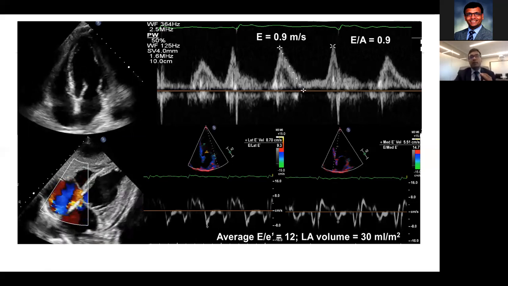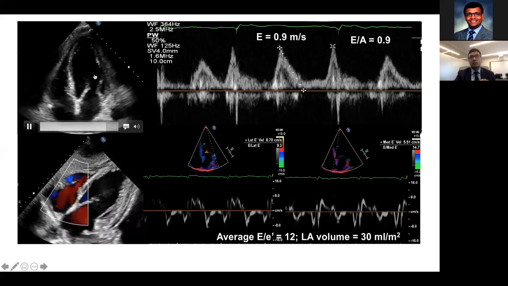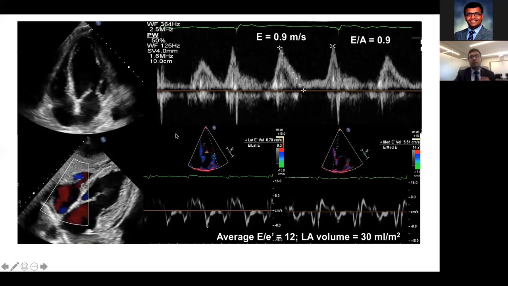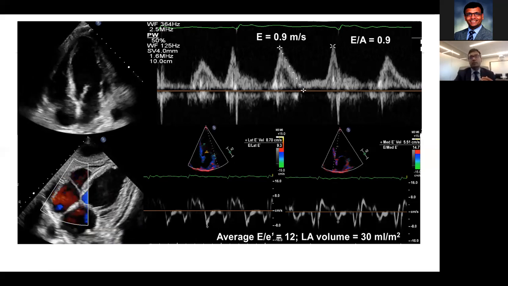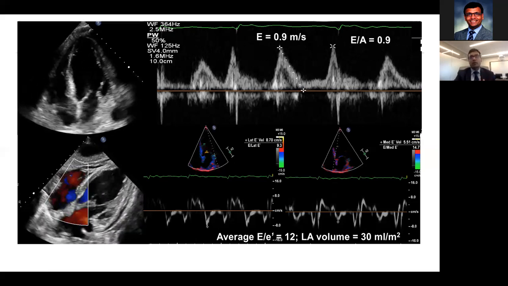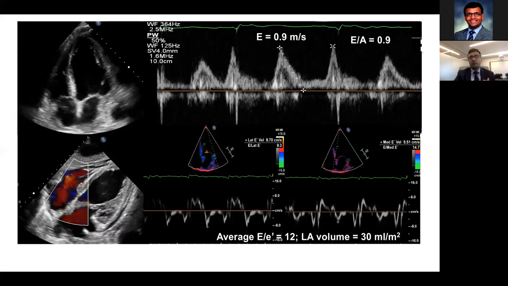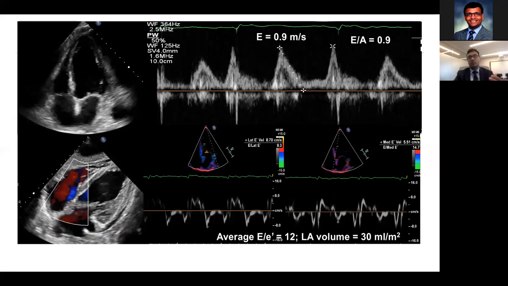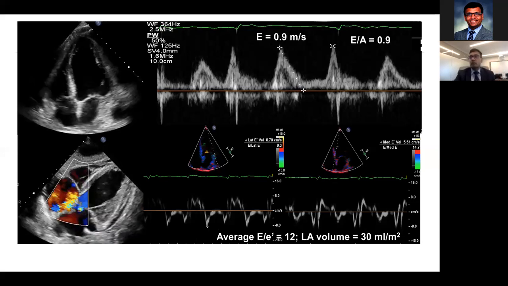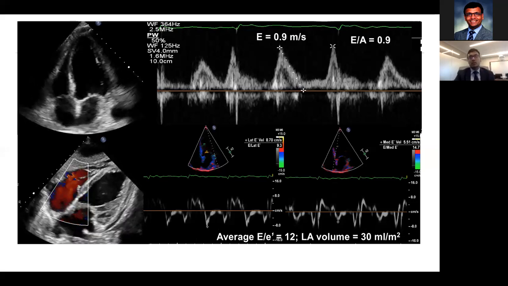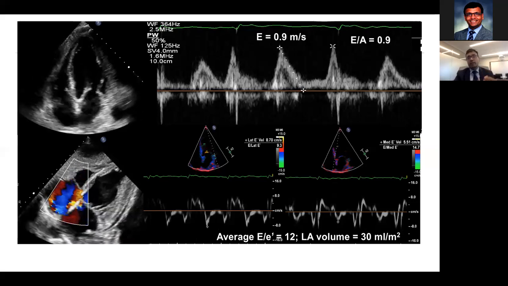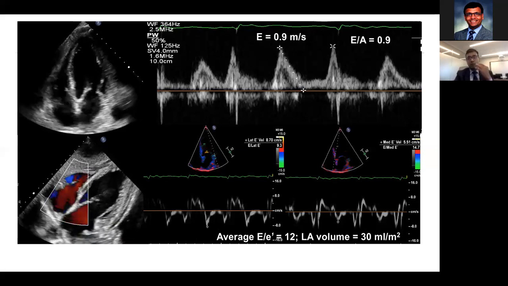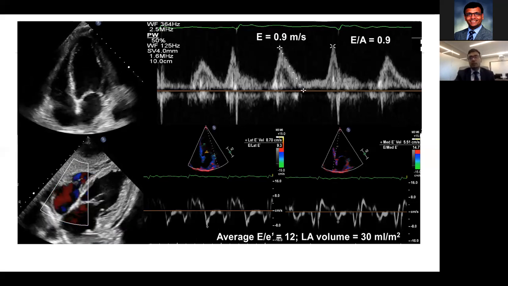Once you have presence of LV systolic dysfunction, wall motion abnormalities, the question is not whether diastolic dysfunction is present or not. The question is, what is the grade of diastolic dysfunction? Because diastolic dysfunction is present since the patient already has an underlying myocardial disease or myocardial dysfunction. So we go directly to step 2. After saying that this patient has diastolic dysfunction, now what's the grade of diastolic dysfunction?